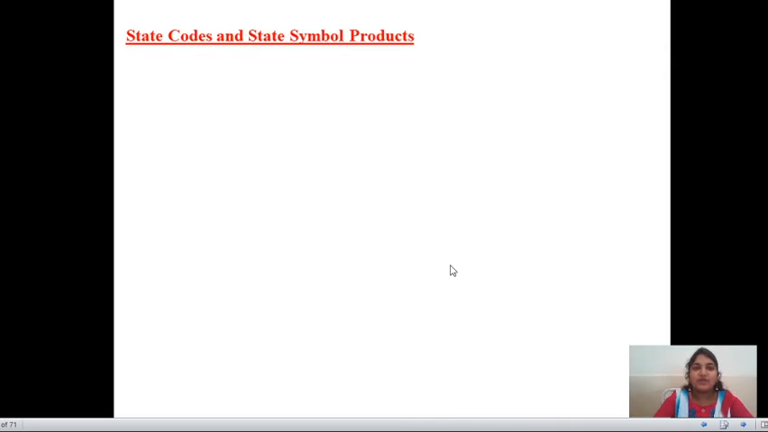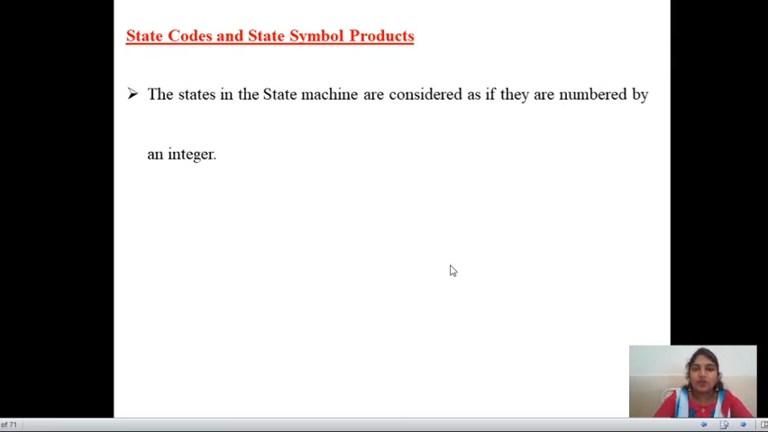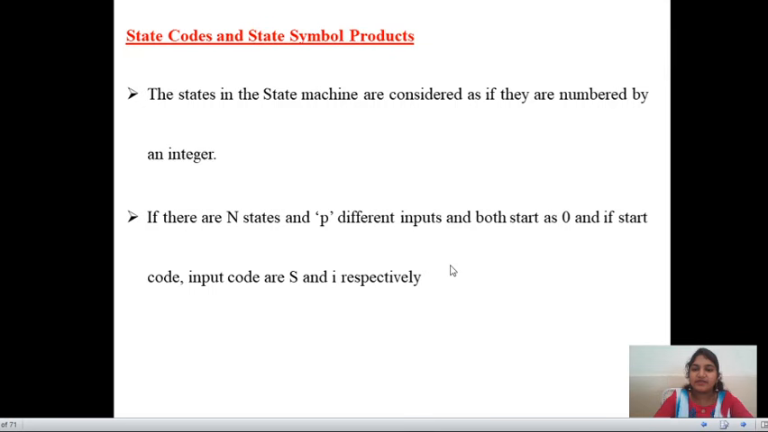Next one, state codes and state symbol products. So what is meant by state code? Like S, P, Q, R, the example we have seen in the hard disk recovery, that is nothing but a state code. Based on the state code, the process will be done.